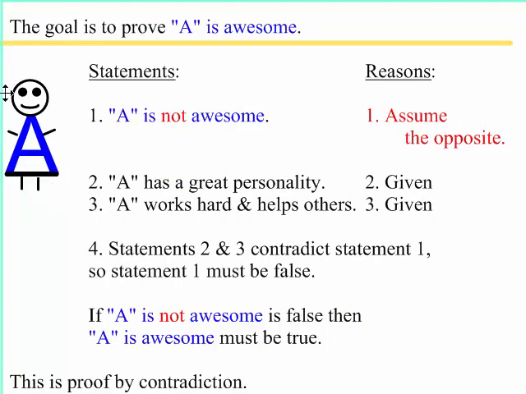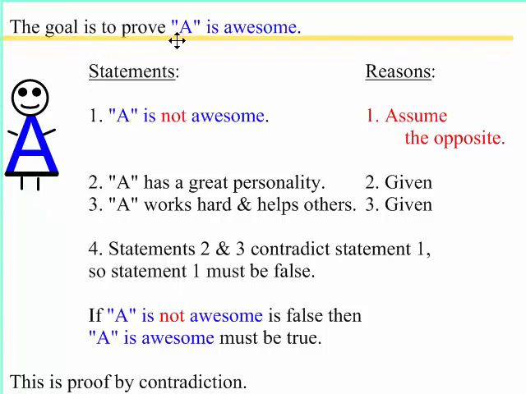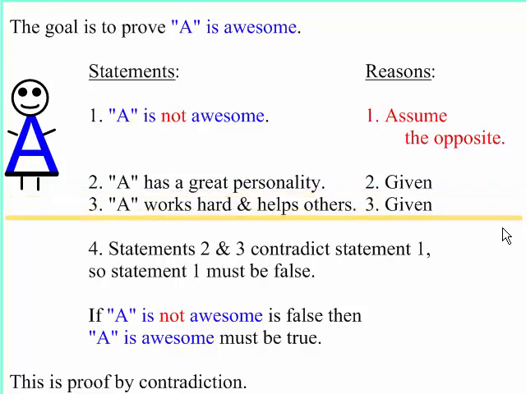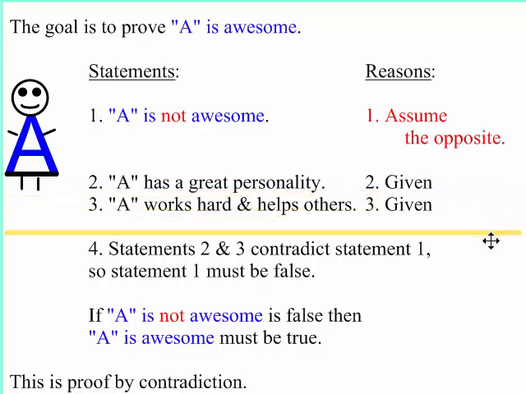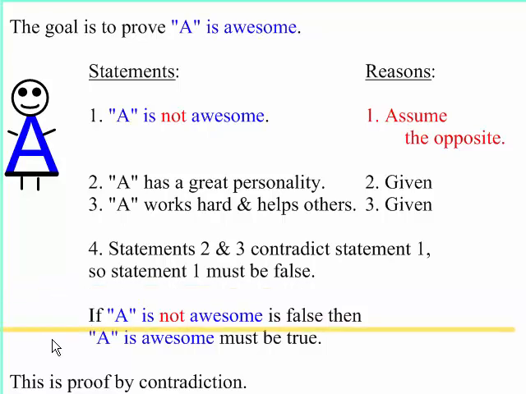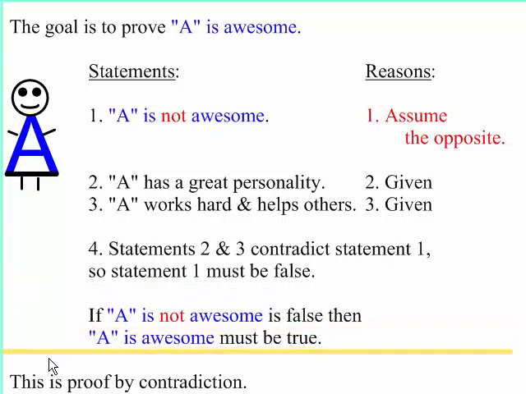Isn't that the most greatest picture of that person and address there? So you start out identifying that A is awesome is what we're trying to prove, and then you write the negation of that. You write A is not awesome. And then I'm throwing in some arbitrary givens just to get this proof to go forward. So we'll say that A has a great personality and that A works hard and helps others. So since those two statements are contradictory to statement 1, that she is not awesome, then that statement is false, therefore A is awesome.